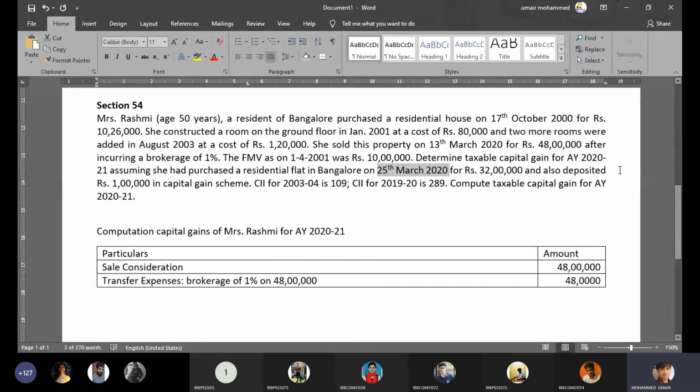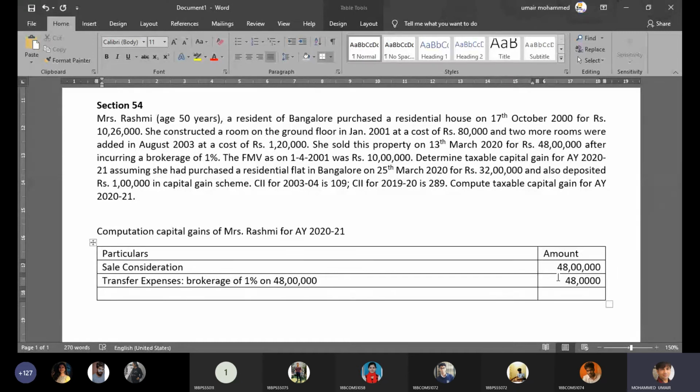So let's deduct the transfer expense now. The end result of this step is called net sale consideration, which will be 47,52,000. From this, less index cost of acquisition. How did we come to the conclusion that we have to take index cost of acquisition? Because this is a long-term capital asset. House property is an appreciating asset, an immovable property, and for immovable property the holding period is 24 months.